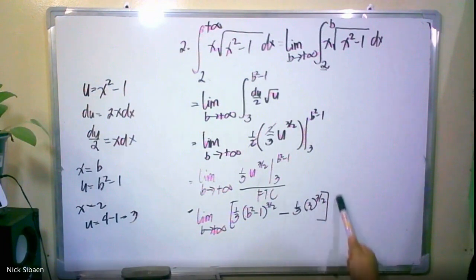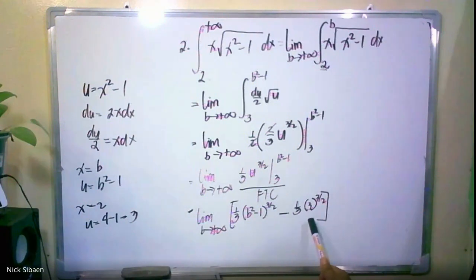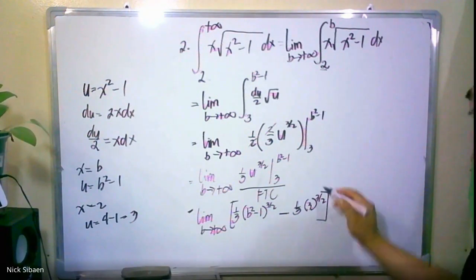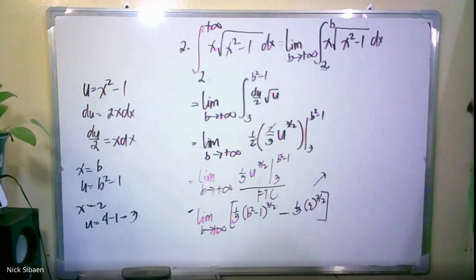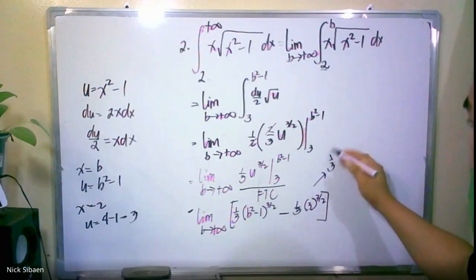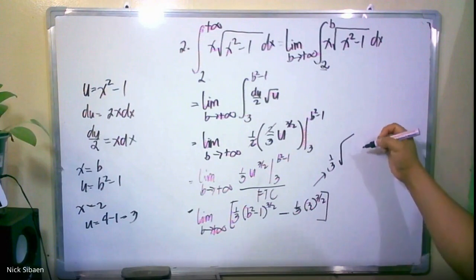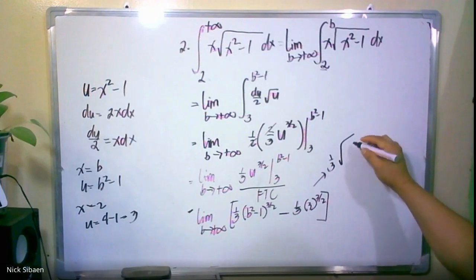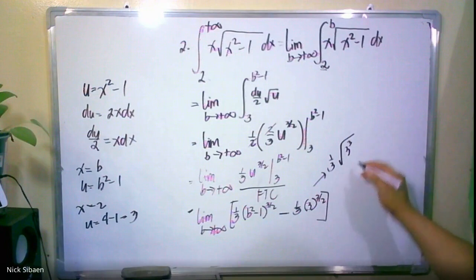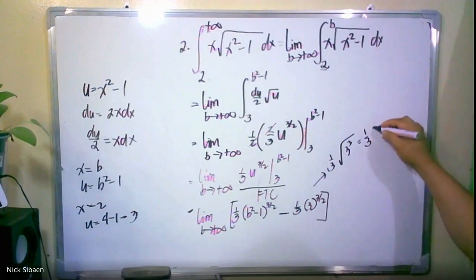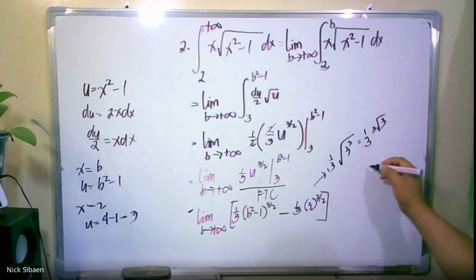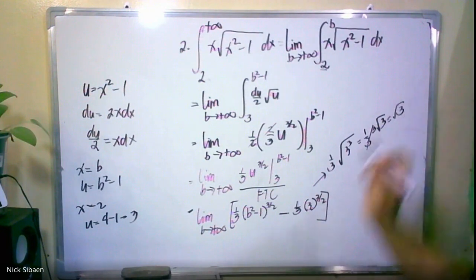Itong second na ito, meron ba siyang variable dyan? Our variable here is b. Wala. So this is treated as simple as a constant. This is just a constant. So if we simplify that, paano? This is the same as 1/3 square root of 3 cube, or the same as 1/3 3 square root of 3, as simple as square root of 3.